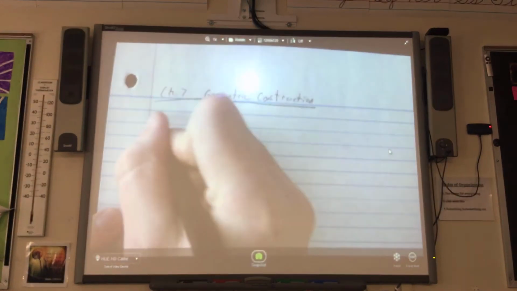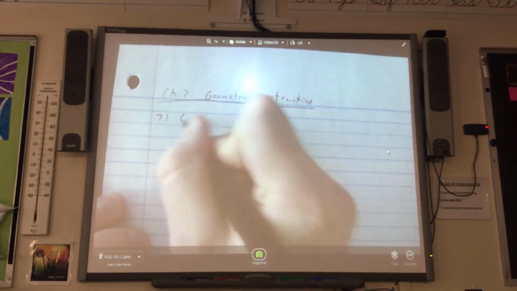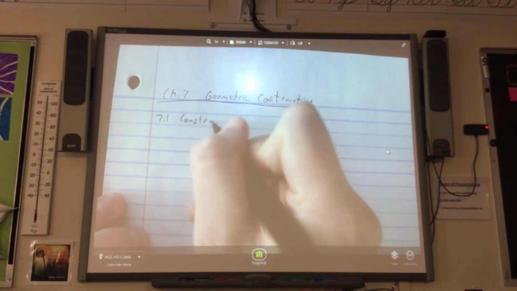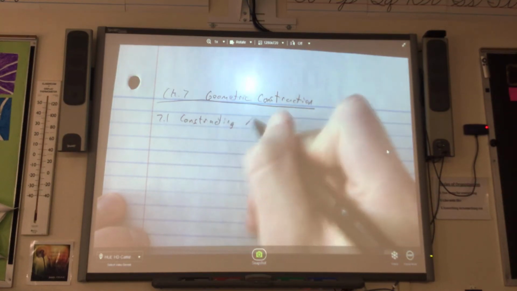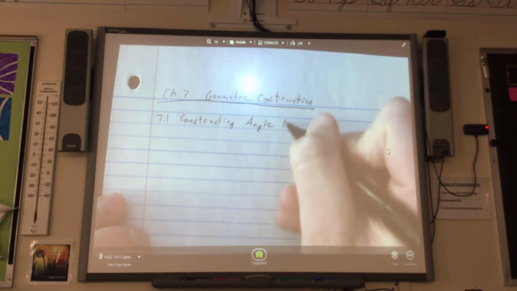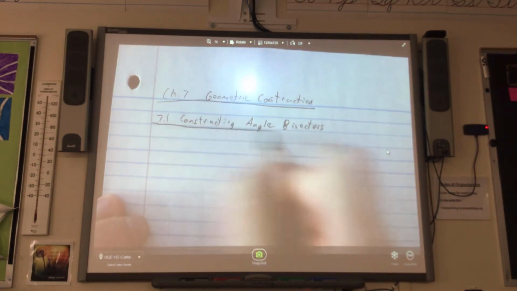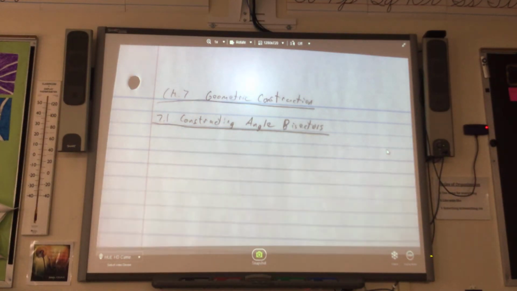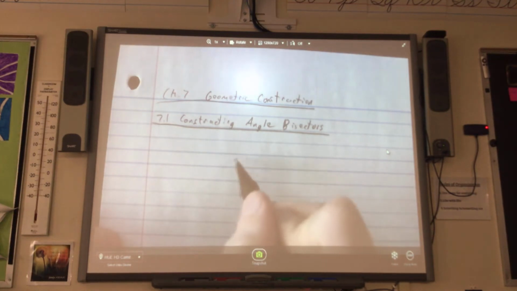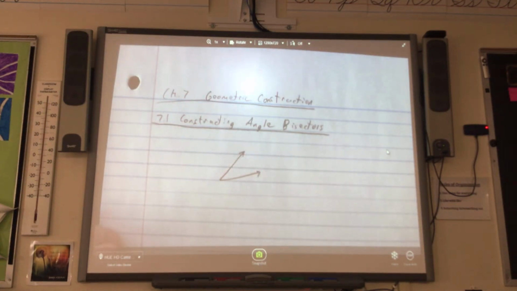But 7.1 is constructing angle bisectors. So if you look on page 69, it talks about angle bisectors. So if you have an angle, by the prefix bi, what does that mean?